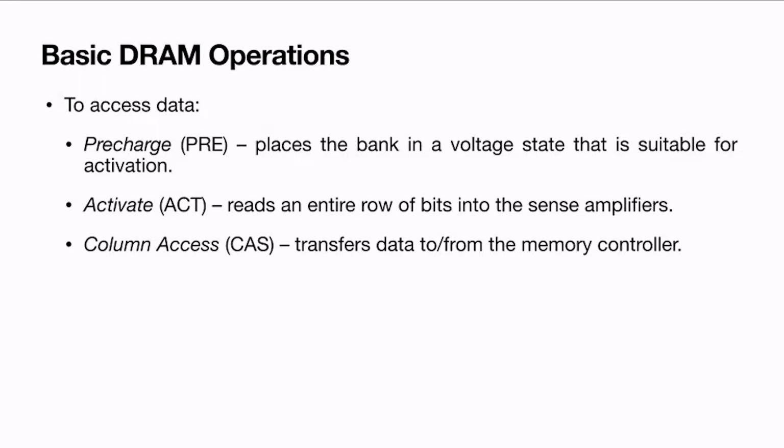The ACT command is nothing but, you supply the address to the row decoder, which is going to select a particular row, and now it is going to read the entire data from that selected row and return it to the sense amplifier.